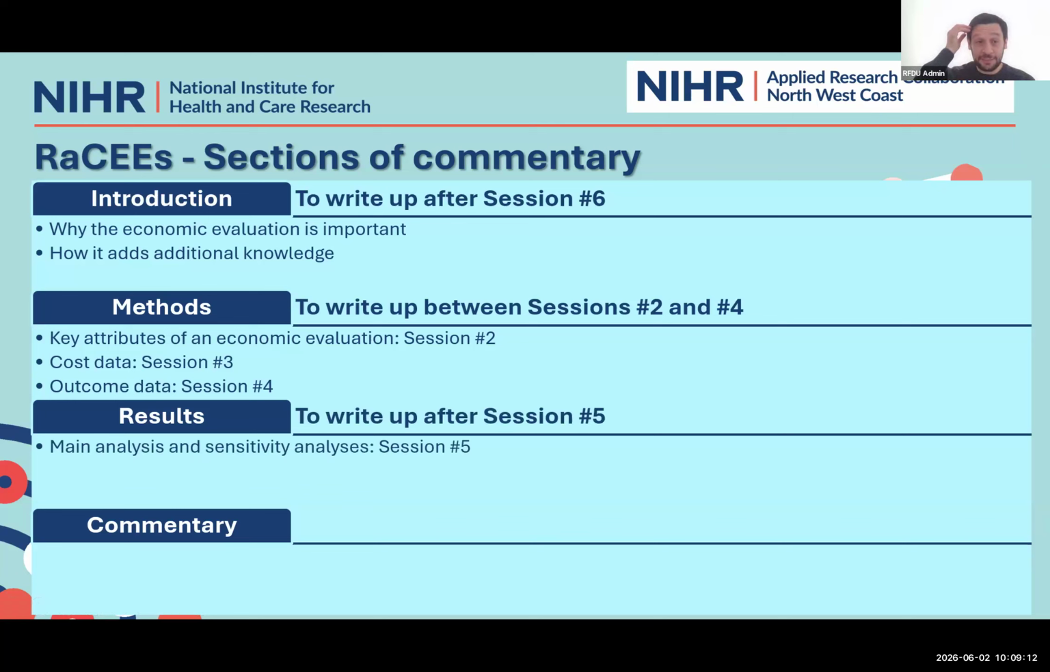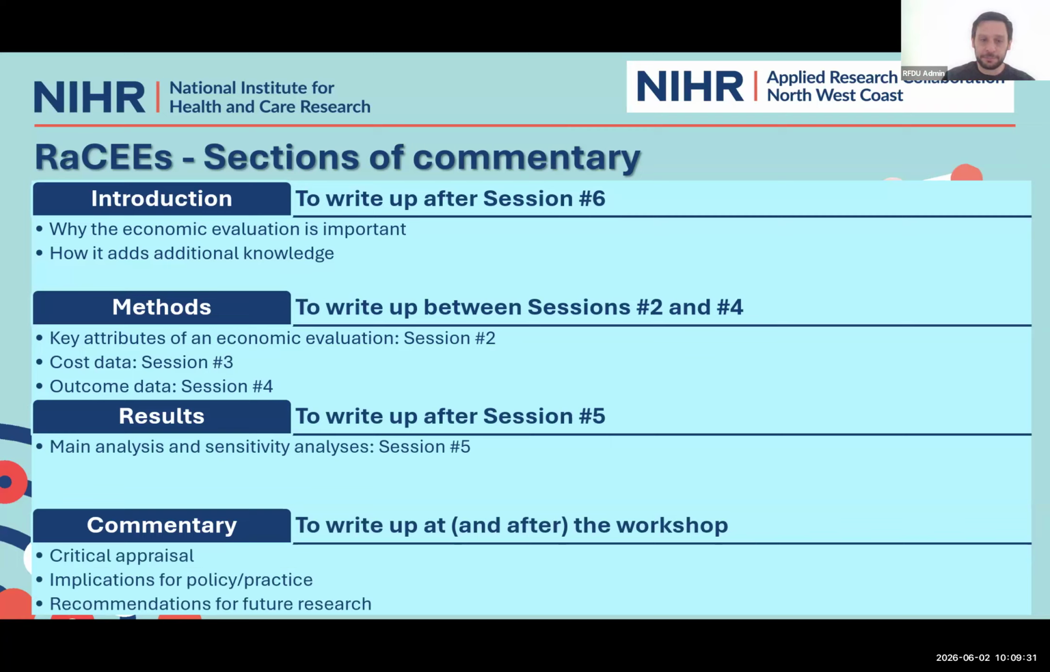Then after session 5, we will again do a bit of an exercise around the results, how to interpret the results, and we will work on writing up the main analysis and the sensitivity analysis, a summary of those analyses for our commentary. And then at the workshop, we will focus more on a critical appraisal, implications for policy and practice, and recommendations for future research.